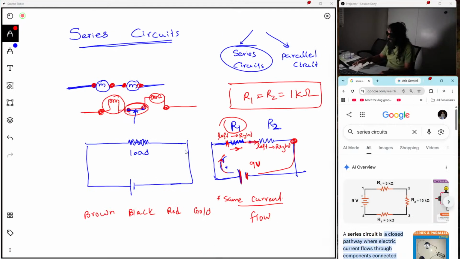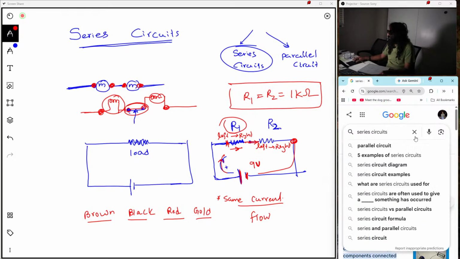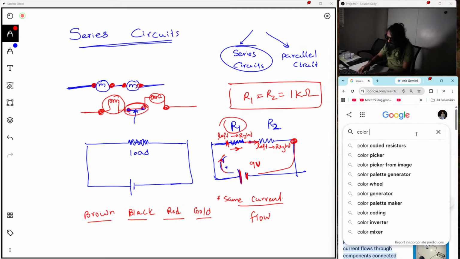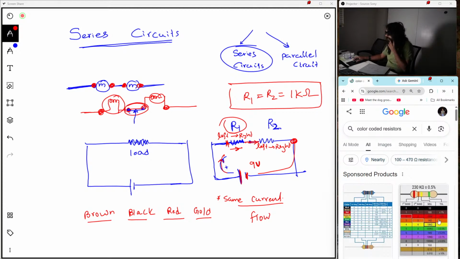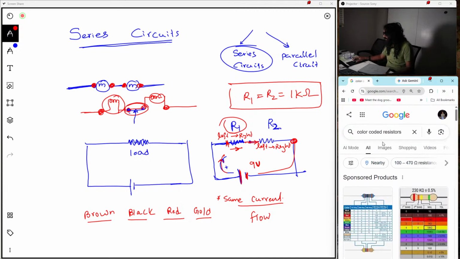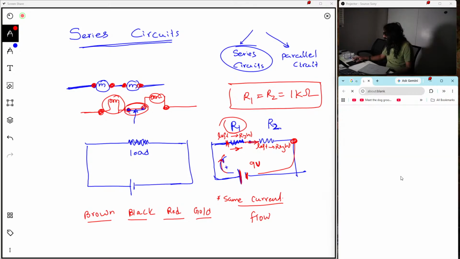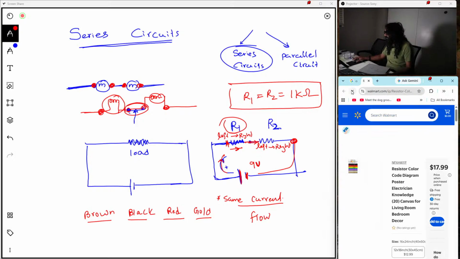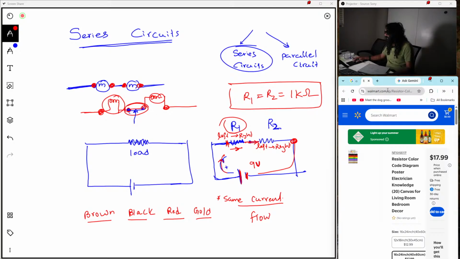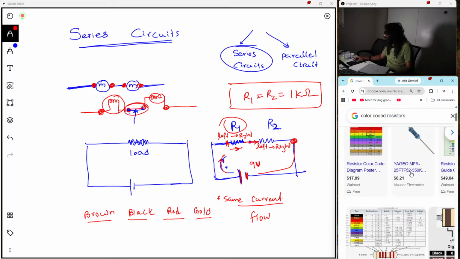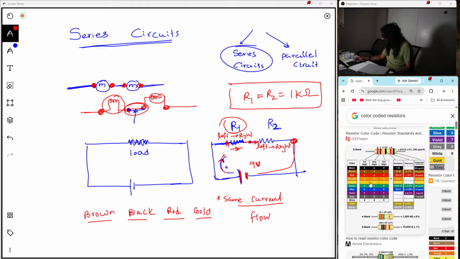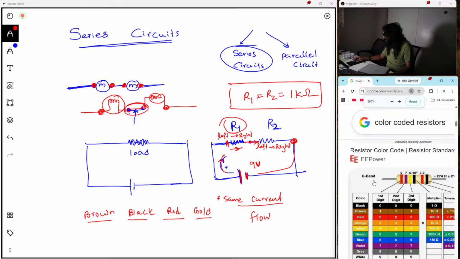So let's go back and do a little bit of study. So black, brown, red, gold, right? You can go to Google and search color code resistors or something like that, and you will find some chart. You go to the images, yeah, you can find some charts, right? Okay, so this is the color chart.